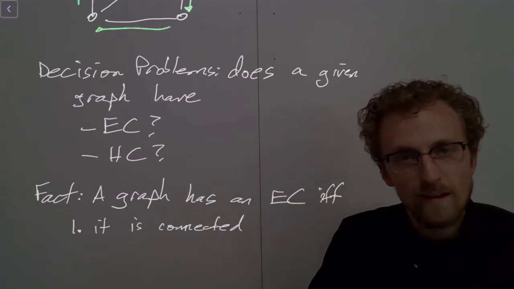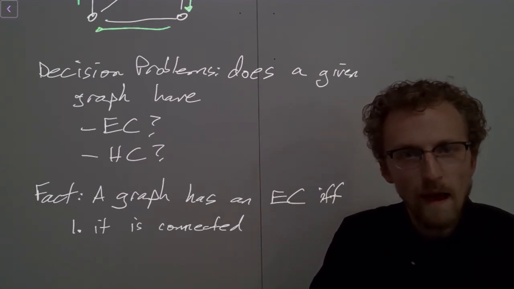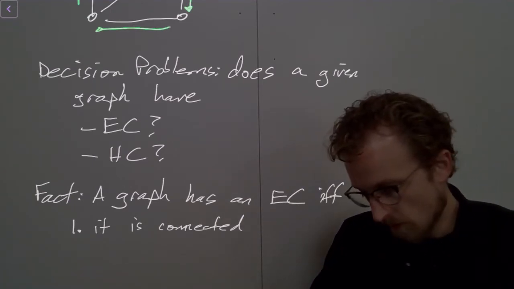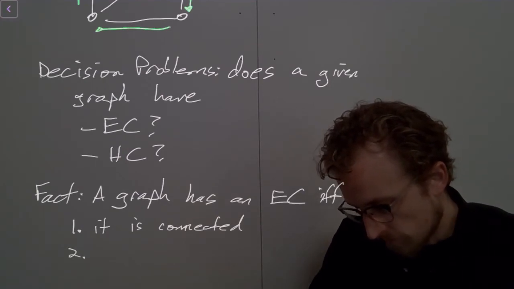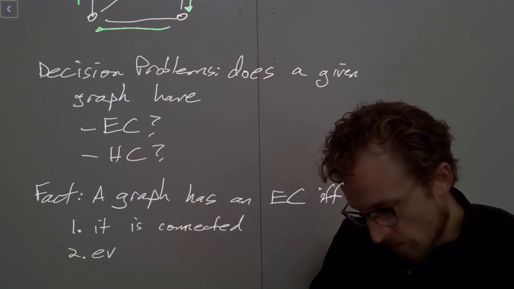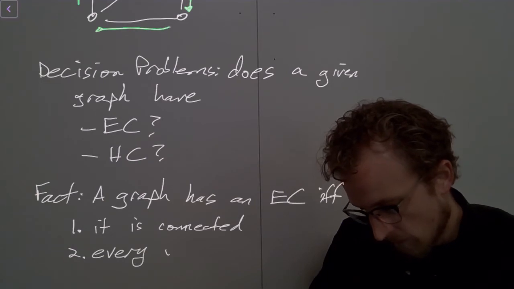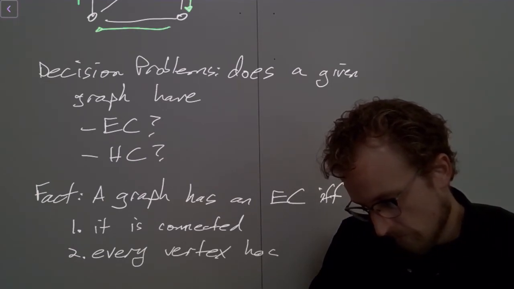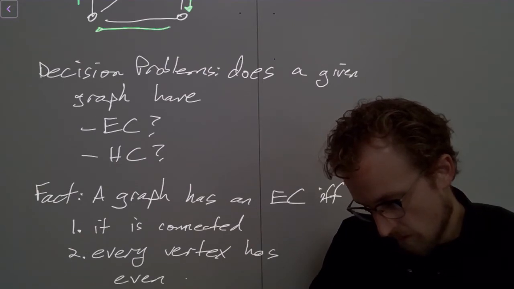All right, and remember what connected means is that there is a path between every pair of nodes. And two, every node or every vertex has even degree.